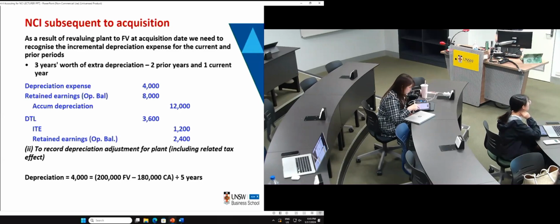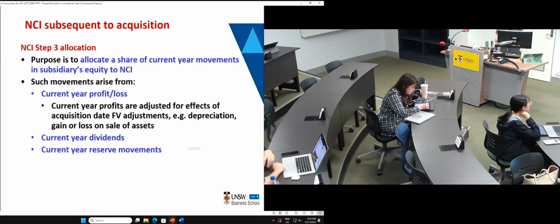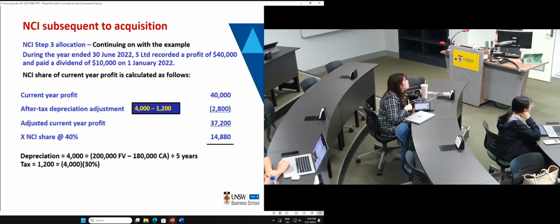Why is that? Because it is a subsidiary's recorded depreciation that is understated compared to the group viewpoint. And that is the reason why we need to make adjustment in the worksheet, right? And these adjustments then reduce the after-tax profit of the subsidiary, that is 2,800. So using 4,000 minus 1,200 tax. Now, you should take these adjustments into account before you allocate the subsidiary's profit to NCI.